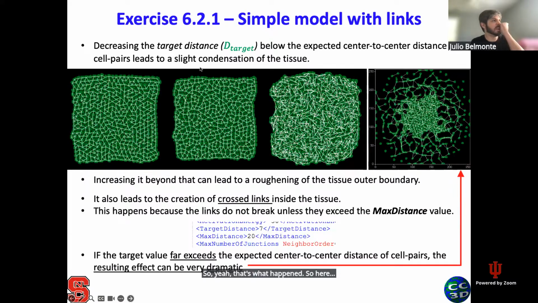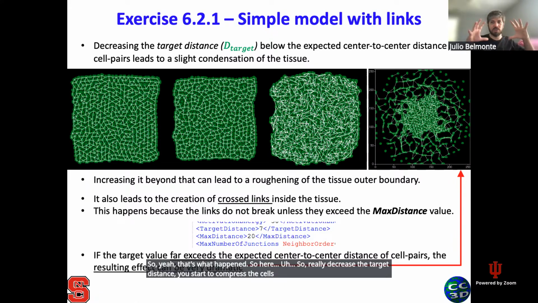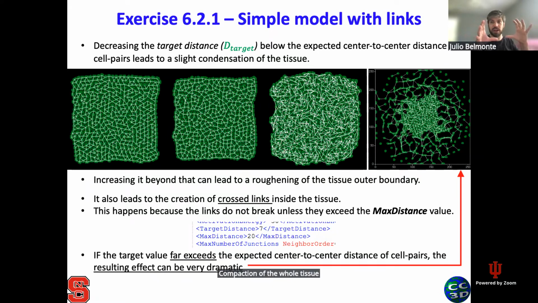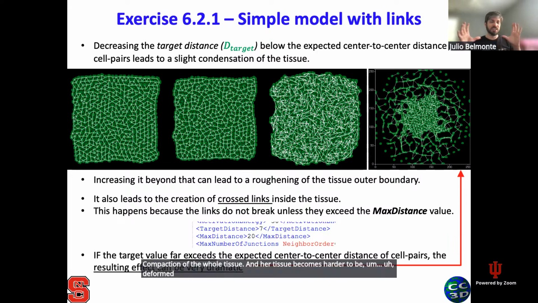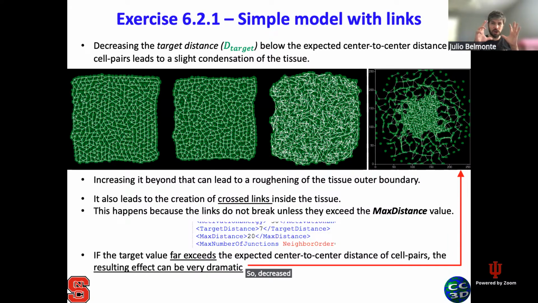So when you decrease the target distance, you start to compress the cells, right? A little bit. So that induces some kind of compaction of your whole tissue, and our tissue becomes harder to be deformed by external forces. So decreasing the target distance to be lower than the cell typical diameter makes the tissue more rigid, and it starts to condense. Okay, if you decrease too much, however, what may happen is that you may start breaking the cells.